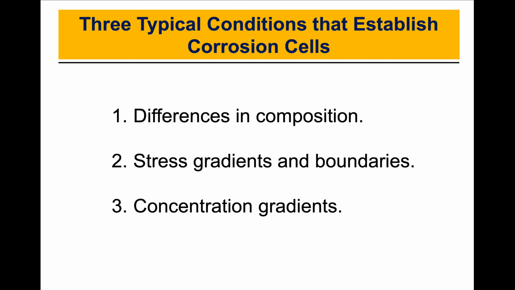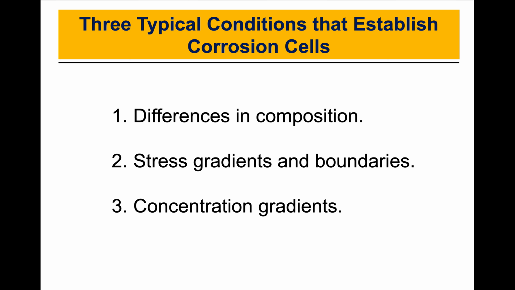The other one is stress gradient and boundaries. If you remember from our discussion about grain boundaries in metals, those boundaries of the crystals can be places where corrosion will have anodic and cathodic areas, and then we have our corrosion cell.